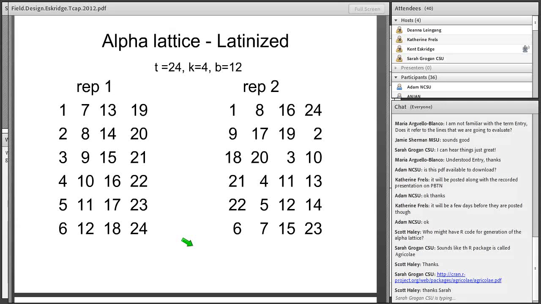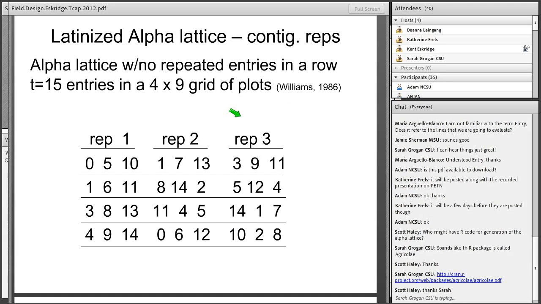There's other ways that you can take alpha lattice and just generate a regular alpha lattice and try to get as close to a row column design as you can. And this is what's called being a Latinized design. Here we're trying to balance out the number of entries in a row, and notice that 1 is only with 7 one time in any particular row, or any particular column. 1 is never with, well, unfortunately, it's with 6 in the same column here one time, but there's nothing we can do about it. So those are Latinized alpha lattices.